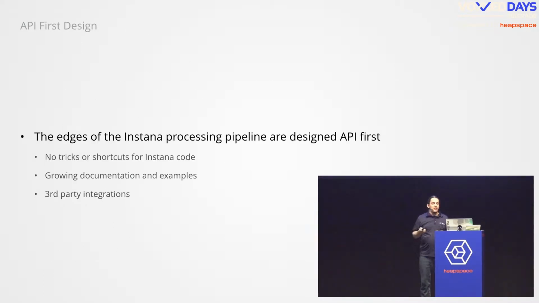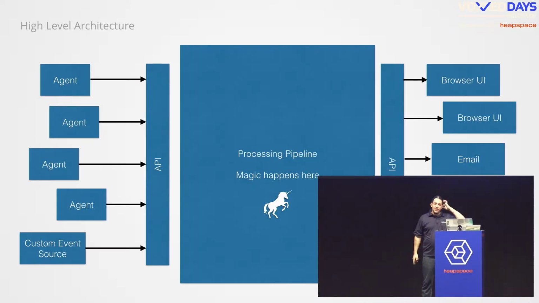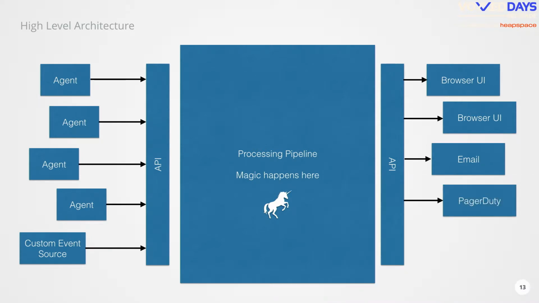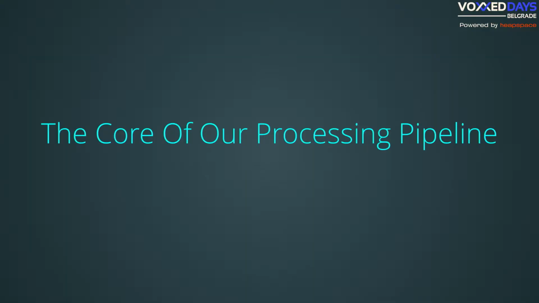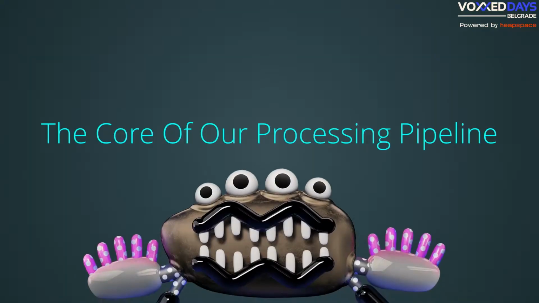Now when we look at the whole backend architecture, now that I have defined my borders, it looks roughly like that. We have an API on the left-hand side, which is fed by agents, and an API on the right-hand side, which goes out to user interfaces and other integrations. It really helps to have an API level defined where you can say, okay, data is always coming in that format, and it's going out in that format. Talking about then the core of the processing pipeline.